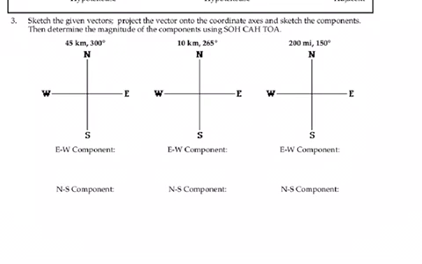So let's look at number 3. Sketch the given vectors. Project the vector onto the coordinate axis and sketch the components. Then determine the magnitude of the components using SOHCAHTOA. So how do I go about doing this?